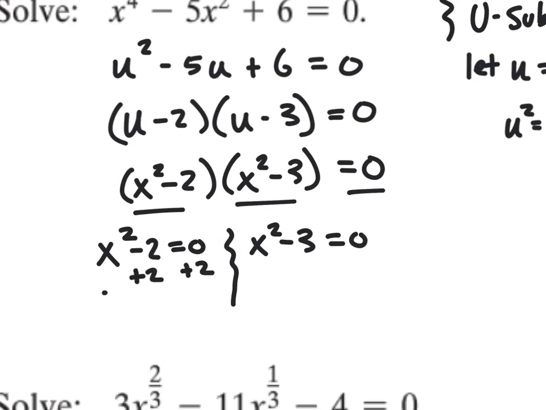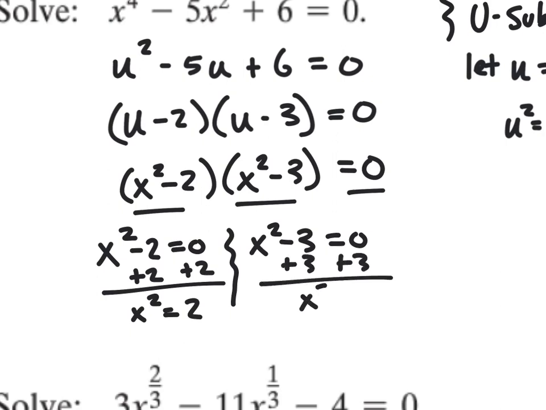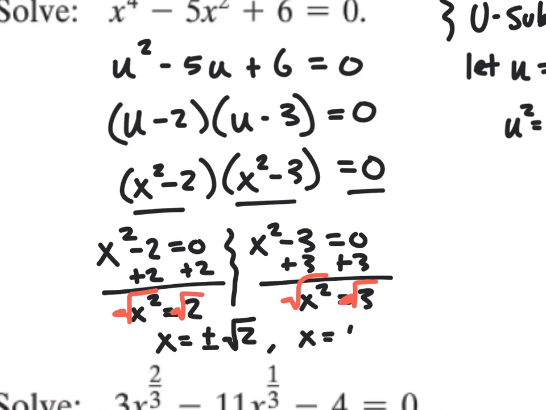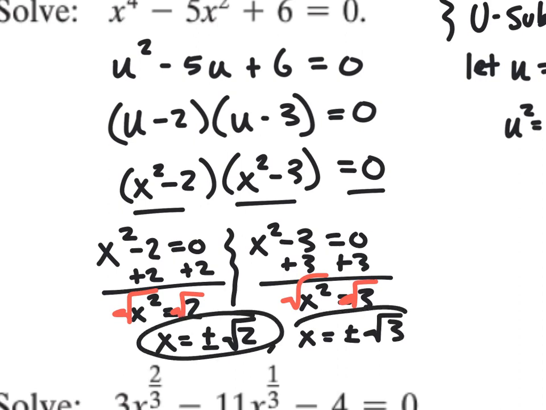Add 2 to both sides, so I get that x squared is equal to 2. Same thing over here. Add 3 to both sides, so I get x squared is equal to 3. Now I can't take the square root of these to get an even number, but I can still write them. So here I get that x is equal to plus or minus the square root of 2. Here I get x is equal to plus or minus the square root of 3. And those, my friends, and you're all my friends, that's my answer.